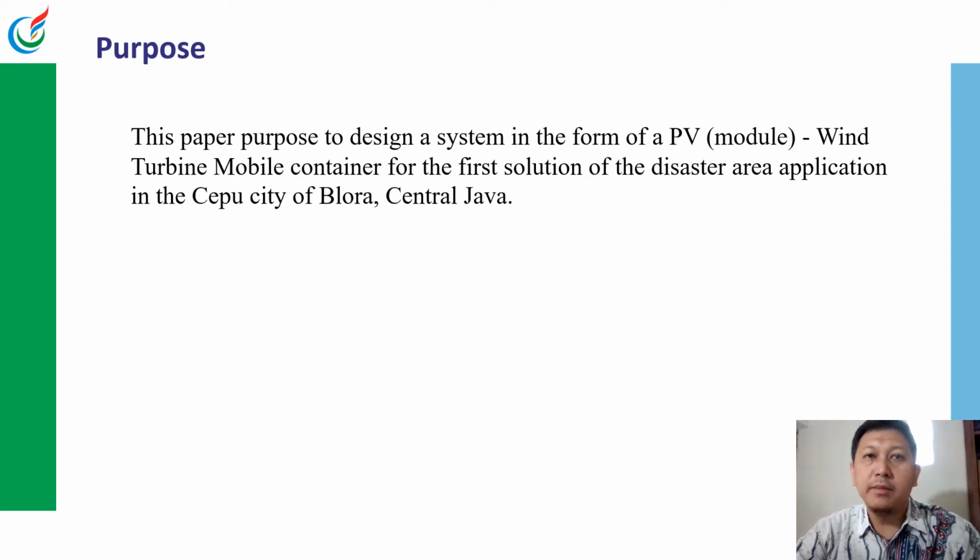From this problem and background, the study proposes to design a PV module wind turbine mobile container system as the first solution for disaster area application in Cepu city of Blora, Central Java.